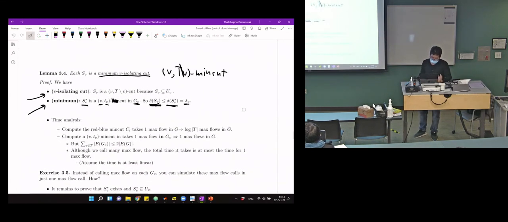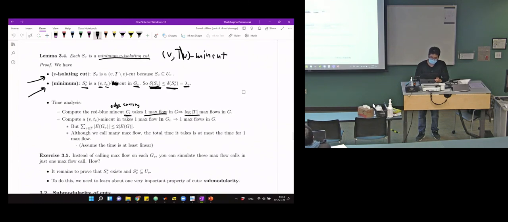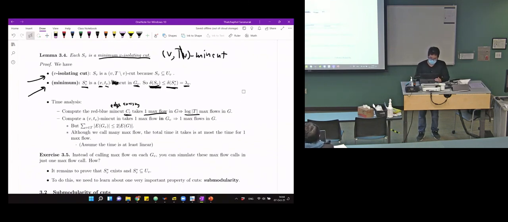And let's analyze the time. Well, the time is going to be simple. That is, for each of the dimension I, to compute CI, like edges crossing min cut CI, you take one max flow. So that is log n max flow, like log T max flow. And okay, once you have computed that, then you compute one max flow in GV.